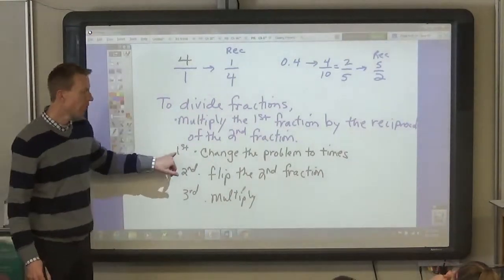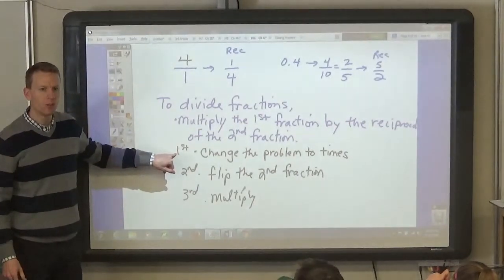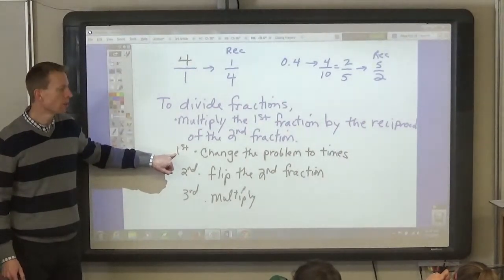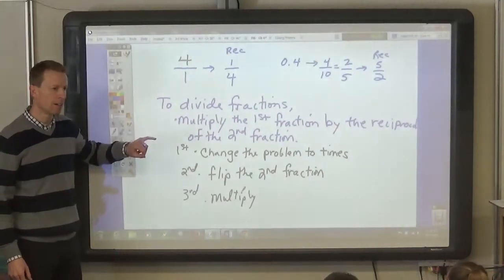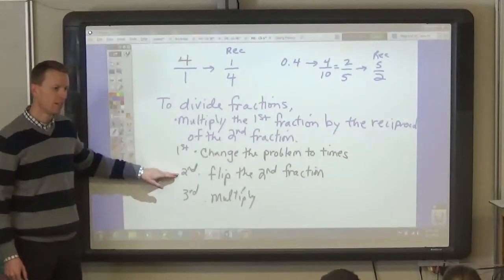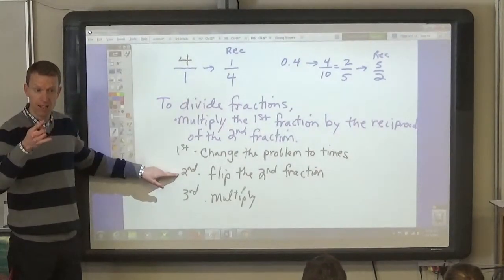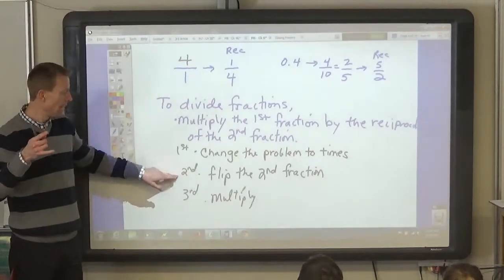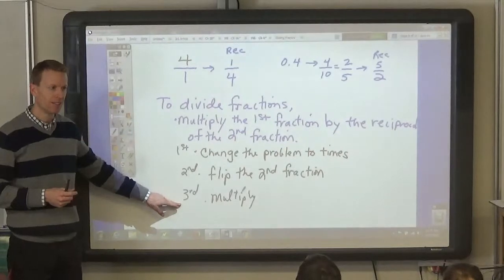So, what do we have to do first? Change the problem to multiplication, to times. Change the division sign to the times sign. Second, you have to flip the second fraction. And then multiply.